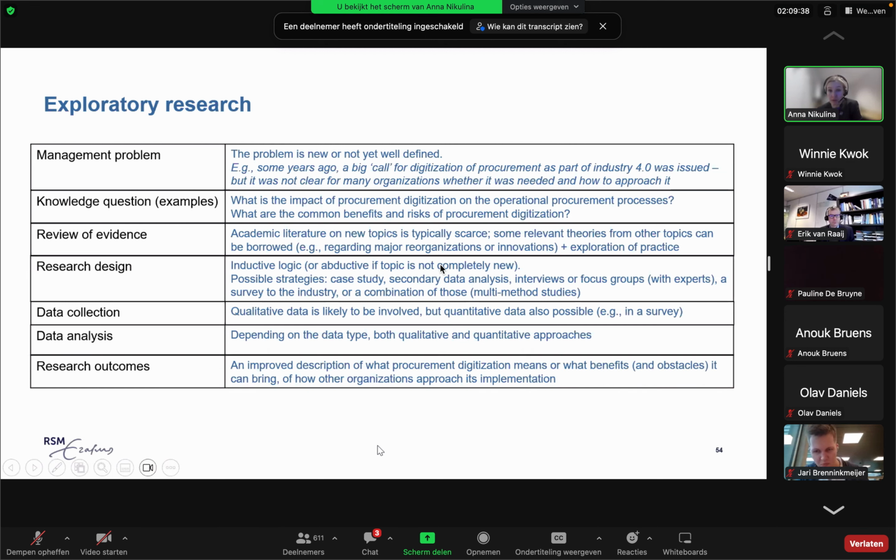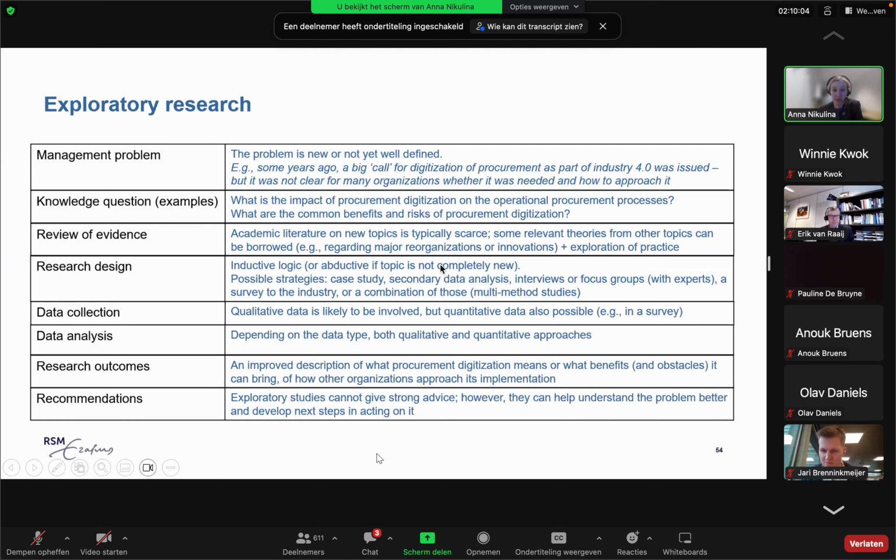What is the outcome? Well, first of all, if my question is, what's the impact of digitization on the processes or what are risks and benefits, it will really be a description of what it means to me if I make my procurement digital. Yeah, what will be the benefits, what will be the risks or obstacles, how the process will look like, how it can be implemented, depending on what you want to study. But it's really a descriptive knowledge, exploratory knowledge that you are generating.